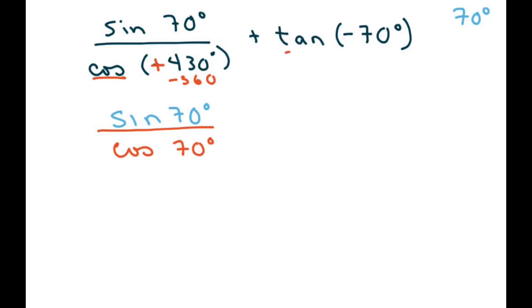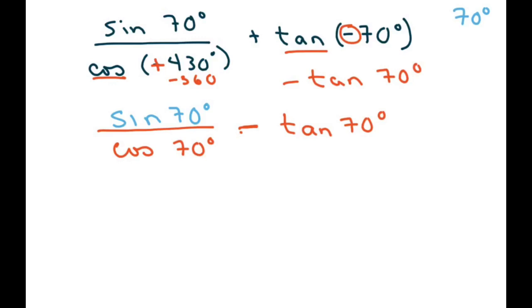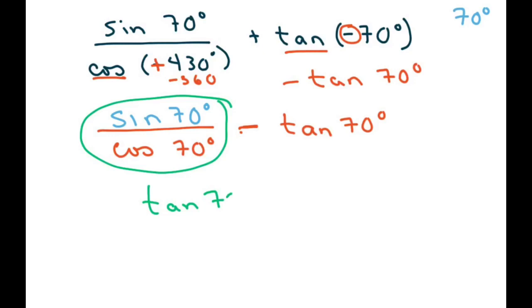And then tangent is the odd property. That means I can pull out this negative in front and make it this way. So this is going to end up changing to negative. Again, I'm just going to write this as tangent. And this equals 0.